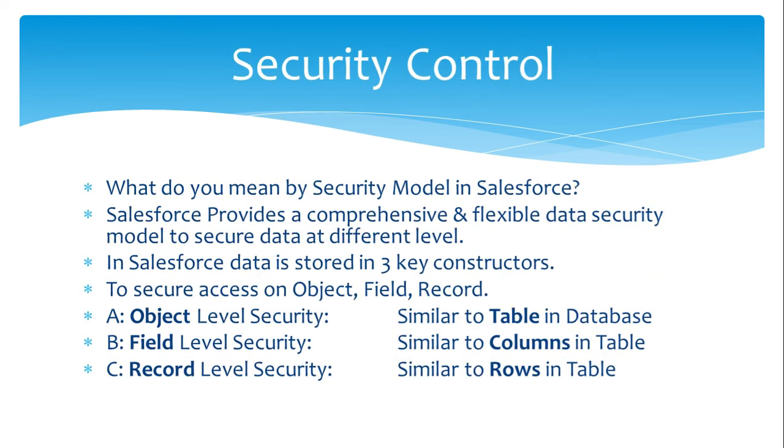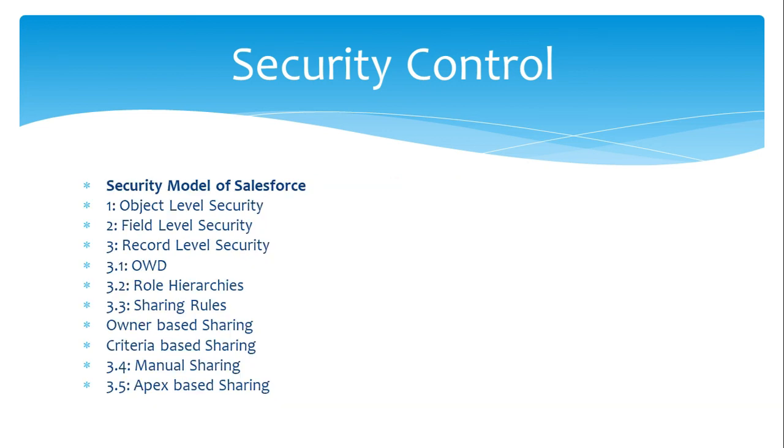What do you mean by security model in Salesforce? Salesforce provides a comprehensive and flexible data security model to secure data at different levels. In Salesforce, data is stored in three key constructs to secure access: object, field, record. Object level security is similar to a table in a database, field level security is similar to columns in a table, and record level security is similar to rows in a table. Security model of Salesforce: object level security, field level security, record level security is divided into OWD, role hierarchies, sharing rules. Sharing rules are further divided into owner based sharing, criteria based sharing, manual sharing, apex based sharing.